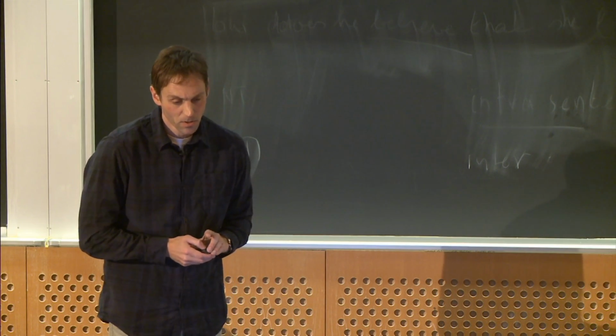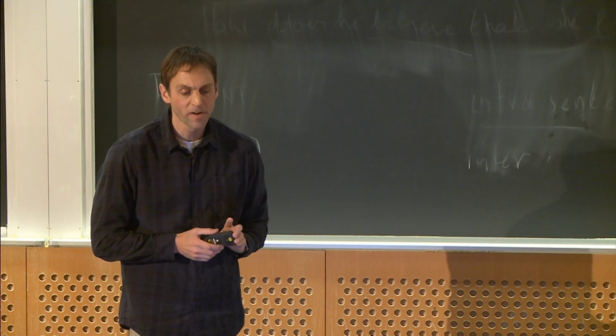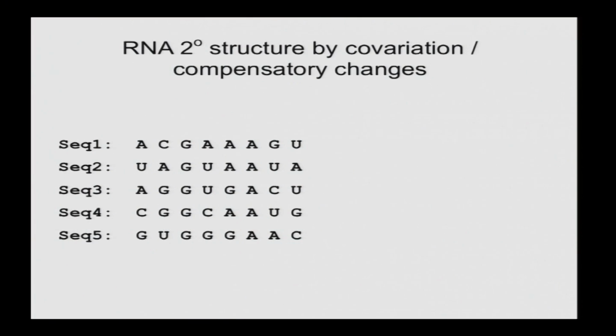Okay, so covariation. So let's take a look at these sequences. Imagine you've discovered a new class of mini microRNAs. They're only 8 bases long, and you've sequenced 5 homologs from your 5 favorite mammals. And these are the sequences that you get.